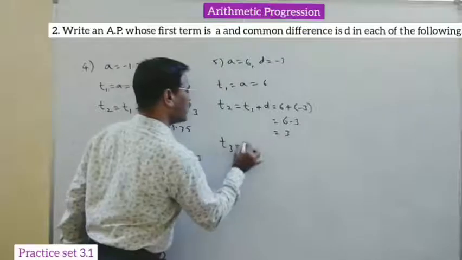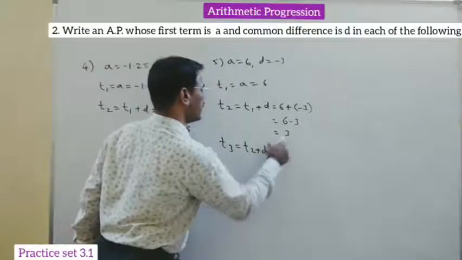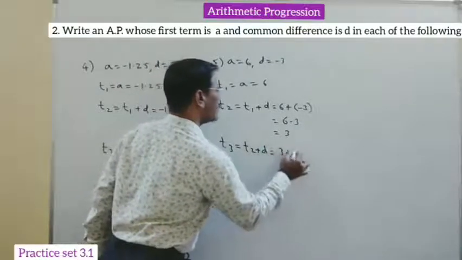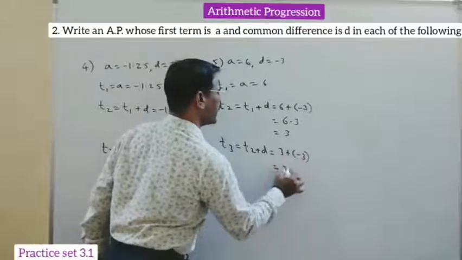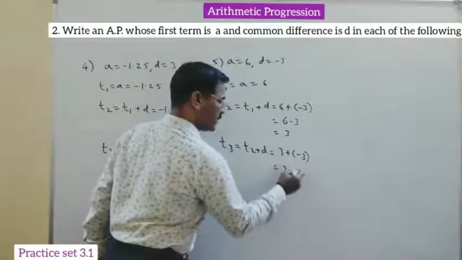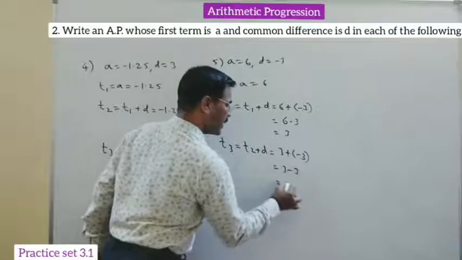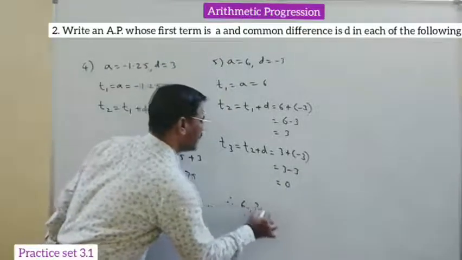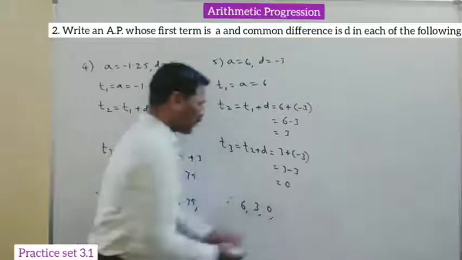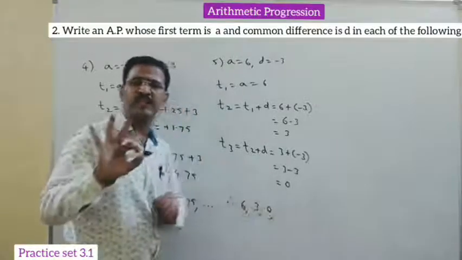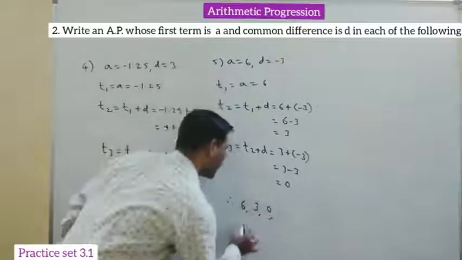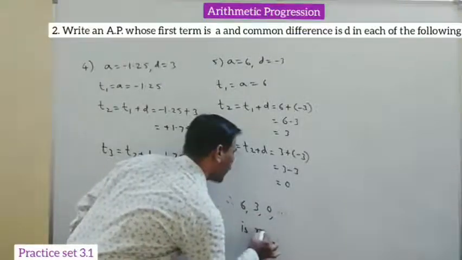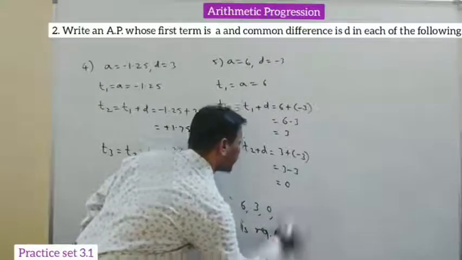Now what about T3? That is T2 plus D, that is 3 plus minus 3. Here it is minus 3, so it is 0. Therefore 6, 3, 0, and so on. You can find some more also, but 3 terms are sufficient. That is the required arithmetic progression.